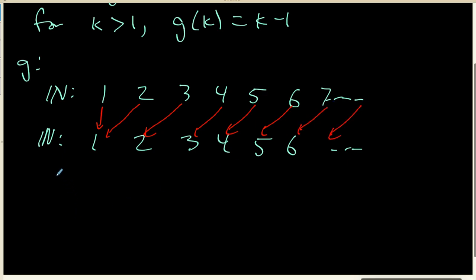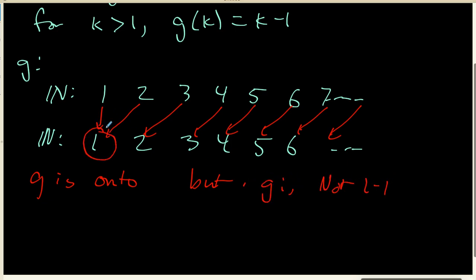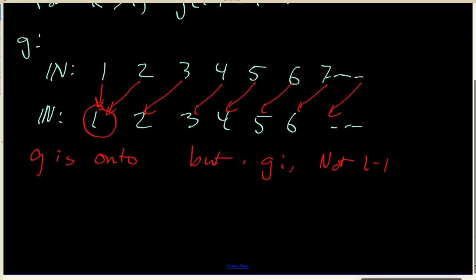And it's clear from the arrows that g is onto. We don't have the same problem that we had last time, but g is not one-to-one because 1 has two incoming arrows. So for infinite sets, you can have a function be one-to-one and not onto. You can have a function be onto and not one-to-one. That ends this particular video.